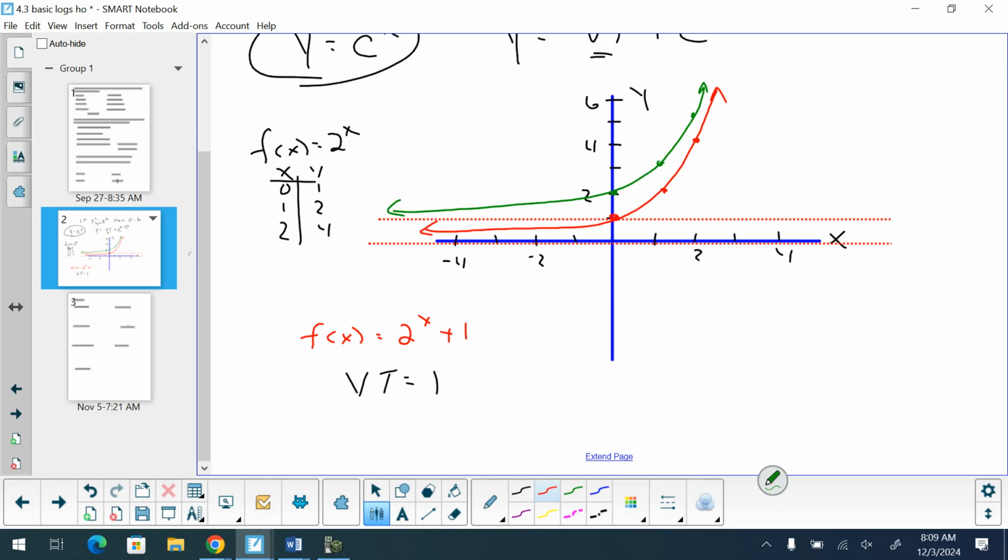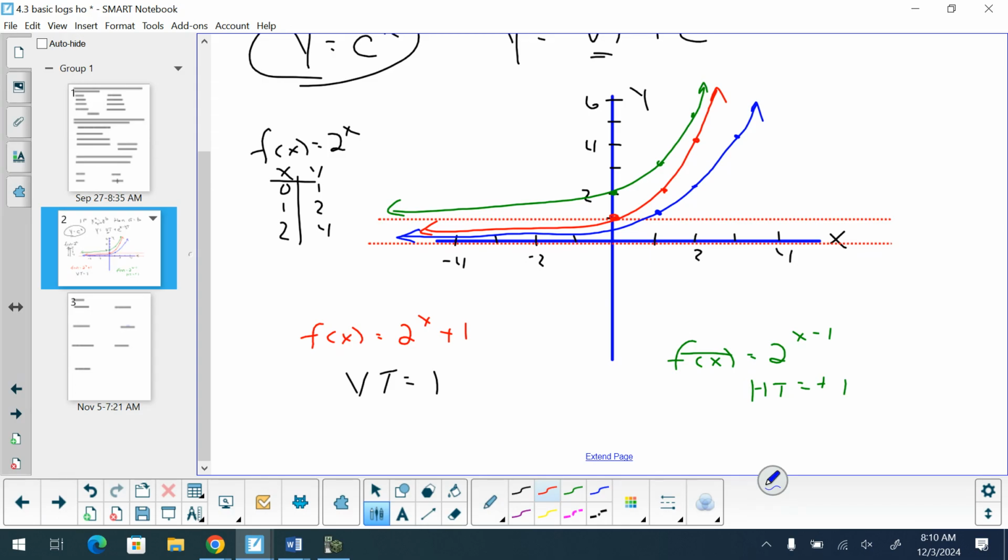If I take a look at the second part, I have a horizontal translation of positive 1. So all of my points here, I'm going to have a horizontal translation of 1 to the right. I will still have my horizontal asymptote on my x-axis.